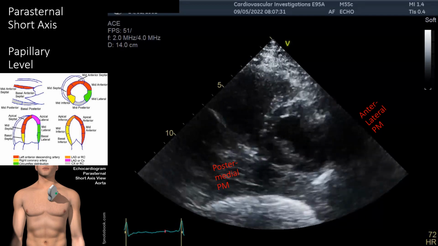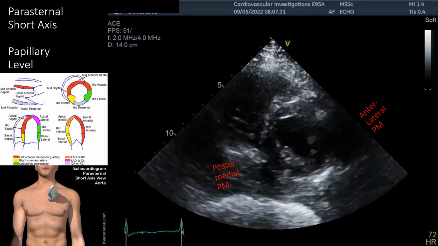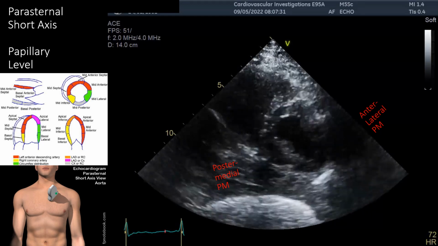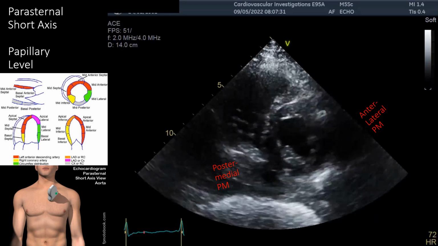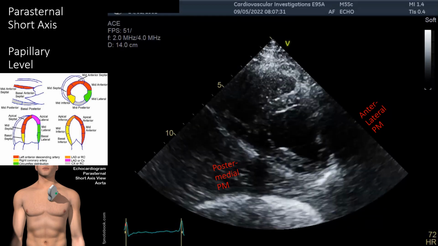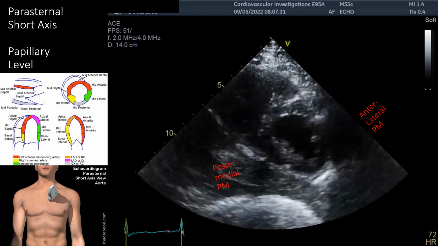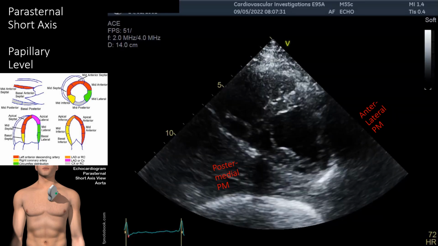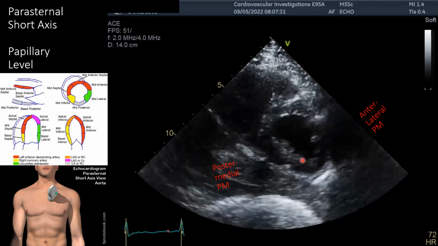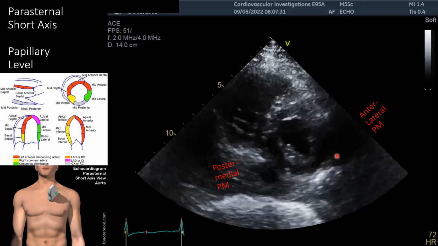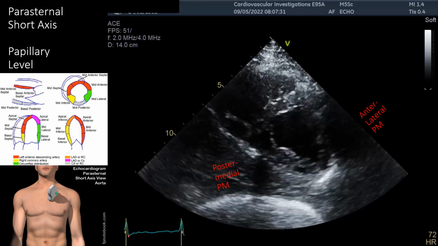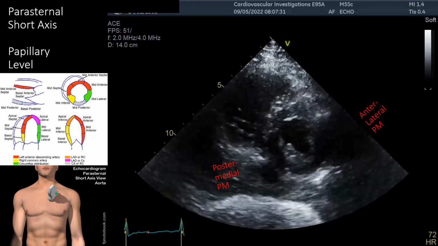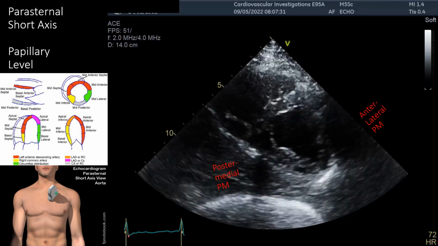Moving down below the level of the mitral valve now to the papillary level. This is just another short axis view which makes a cut slightly further down the left ventricle towards the apex, and we can see the papillary muscle attachments, both posterior medial and anterolateral. And again, this is a useful view for interrogating for regional wall motion abnormalities in the relevant segments of the left ventricle.